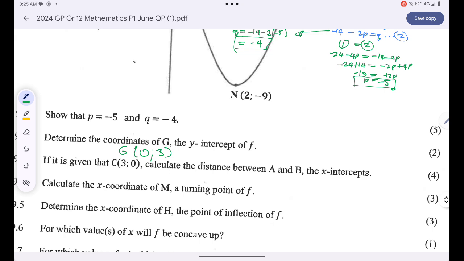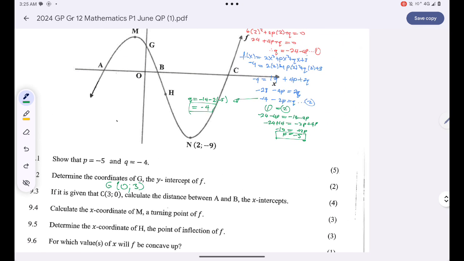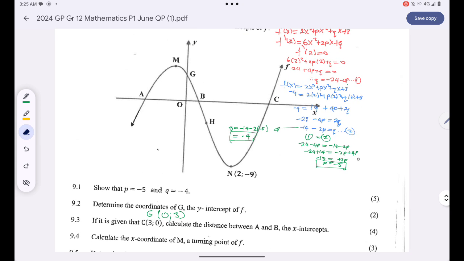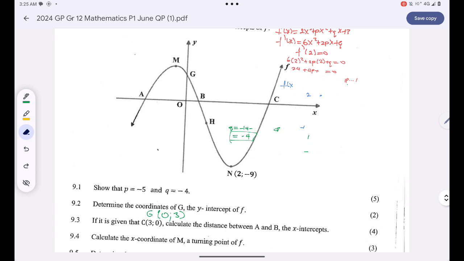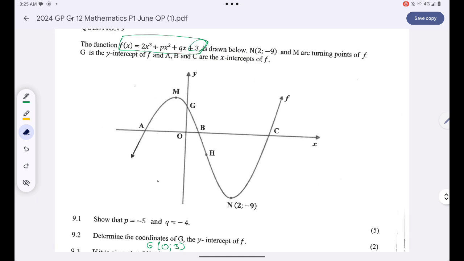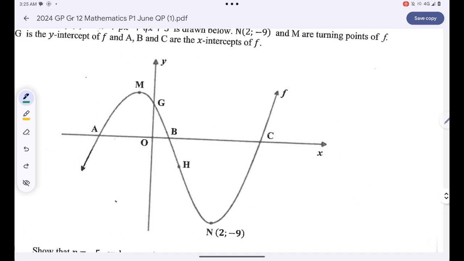It is further given that the coordinates of C are 3 and 0. They want us to calculate the distance between A and B. A and B are x-intercepts, right? So for us to find the distance between A and B, we must know the coordinates of our x-intercepts. We're already given one of the x-intercepts, so we do have a factor. So we don't have to worry about trial and error.